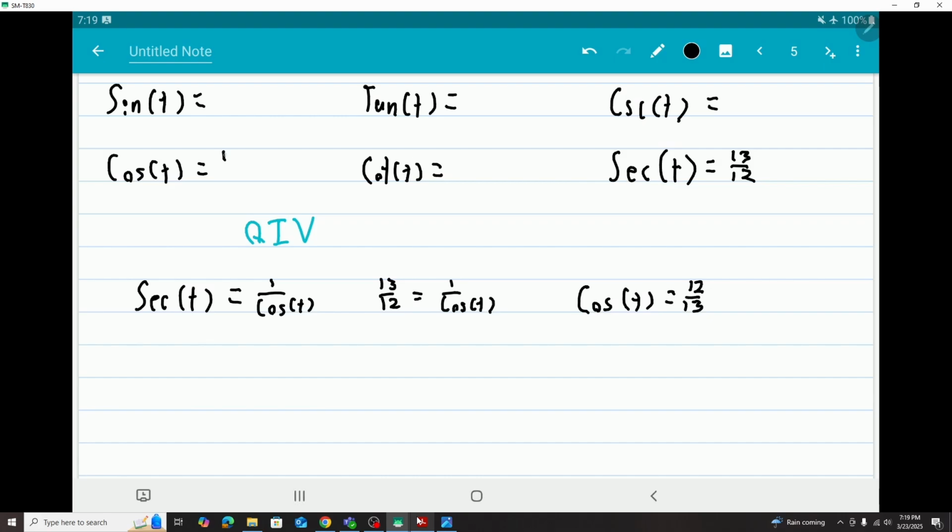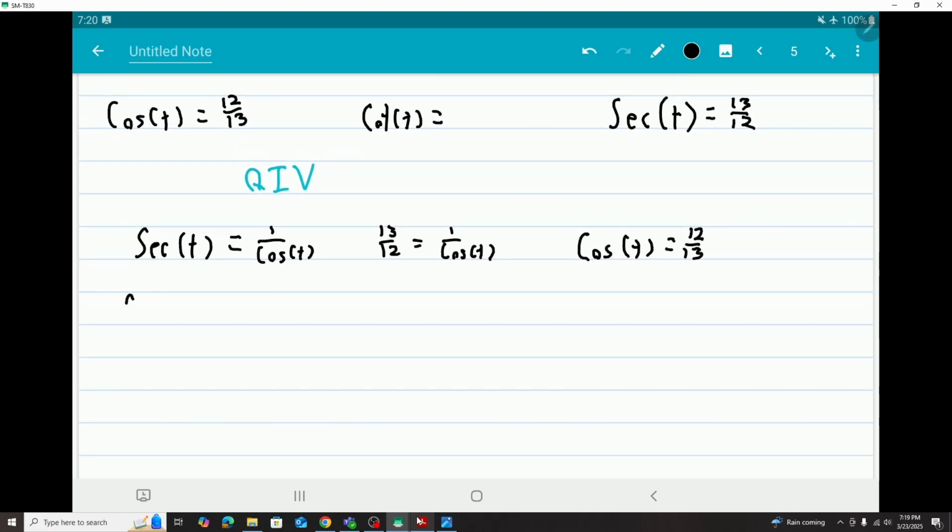So that's the biggest wrinkle that a problem like that could have: I could give you secant or cosecant first, and you have to flip it to find sine or cosine. But after that, it turns into the exact same problem as last time. We're going to go through the exact same steps. I'm going to use my equation sine squared of t plus cosine squared of t is equal to 1. This time I know what cosine is. So sine squared of t plus 12/13 squared equals 1.